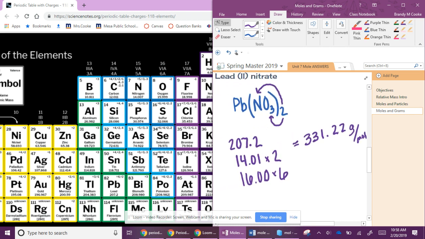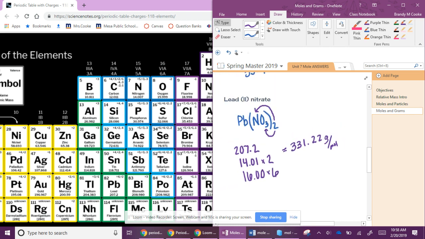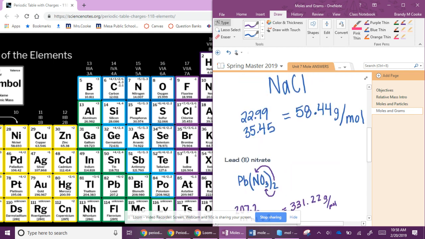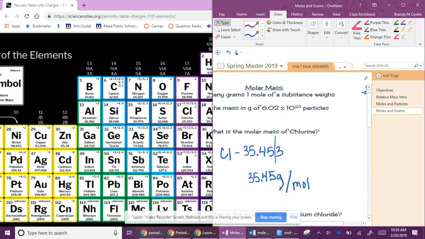So, check your work, check my work, and hopefully we are all on the same page in terms of how to calculate the molar mass.